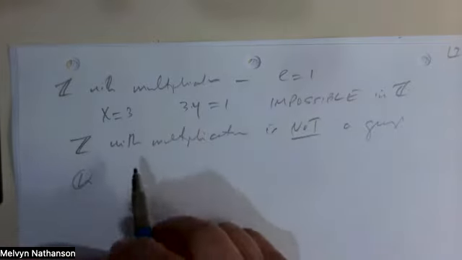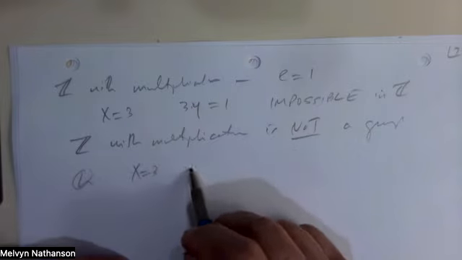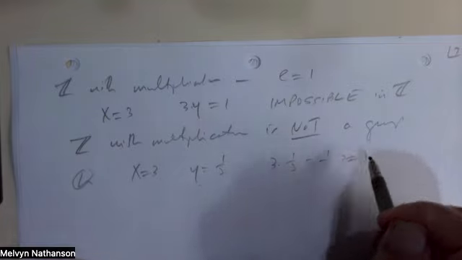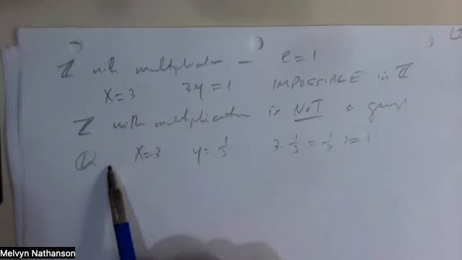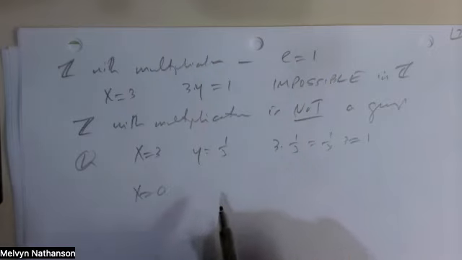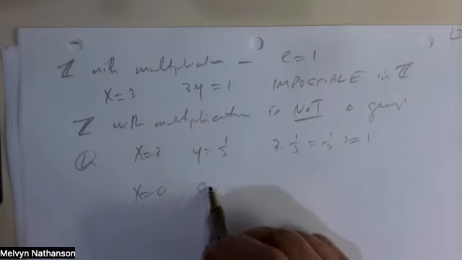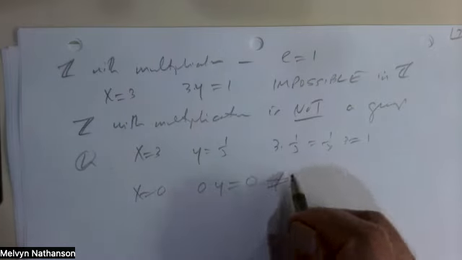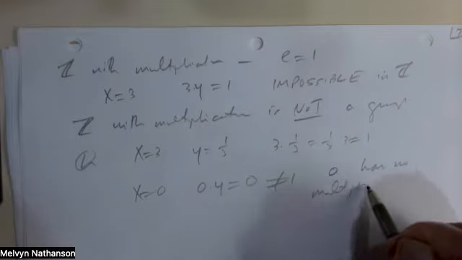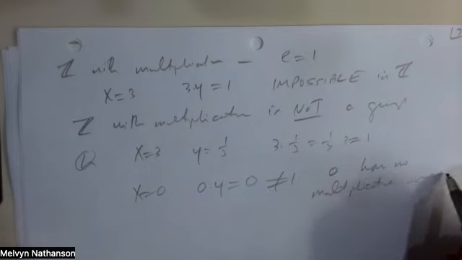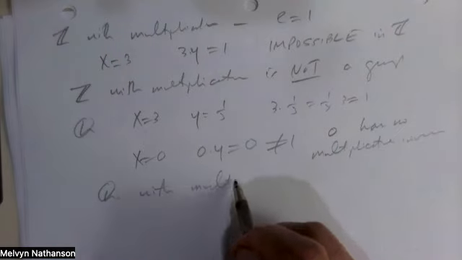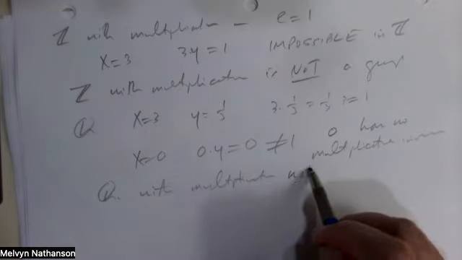Suppose I take the rational numbers. If I take x equal 3, well, then I can take y equal to a third, because 3 times a third, or a third times 3, is equal to 1. So in the rationals, 3 has a multiplicative inverse. Suppose I take x equals 0. 0 times y is always 0. It's never equal to 1. So 0 has no multiplicative inverse. So Q with multiplication is not a group.